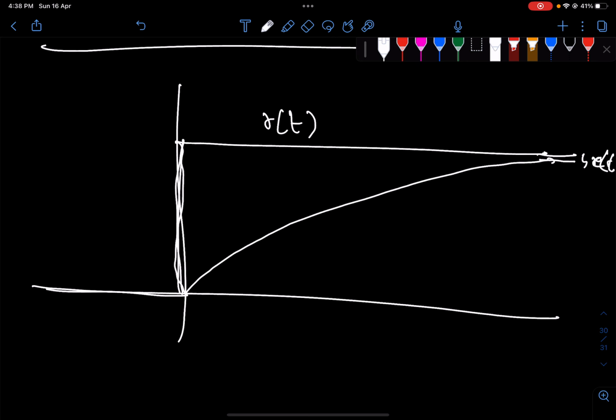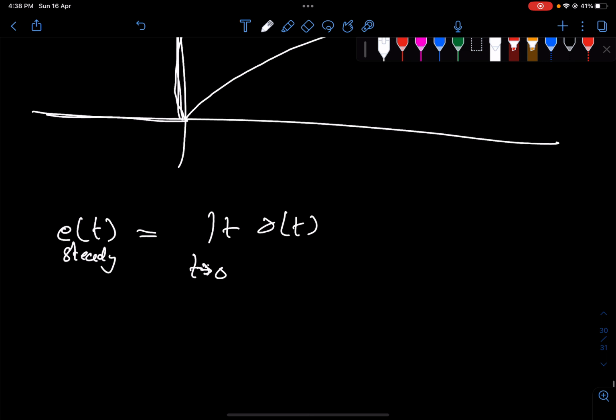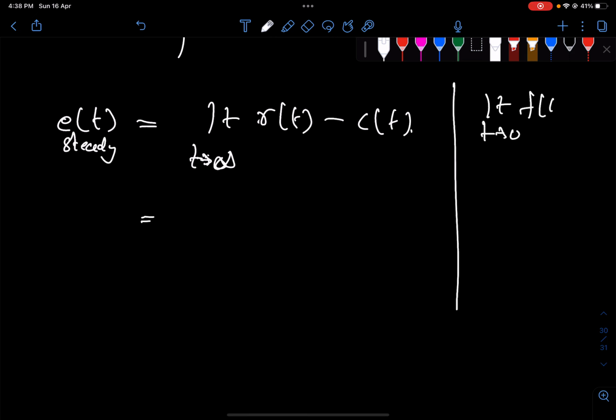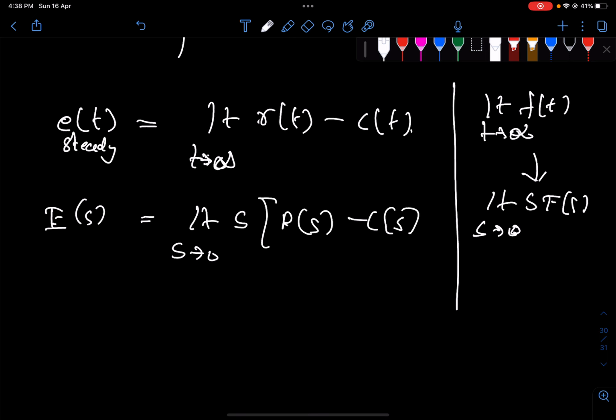So this input is called R of t, and this is called C of t. The steady state error is the limit t tends to infinity of R of t minus C of t. Applying the final value theorem, limit t tends to infinity of f of t under Laplace is limit s tends to 0 of s into F of s. So E of s will be limit s tends to 0, s into R of s minus C of s.